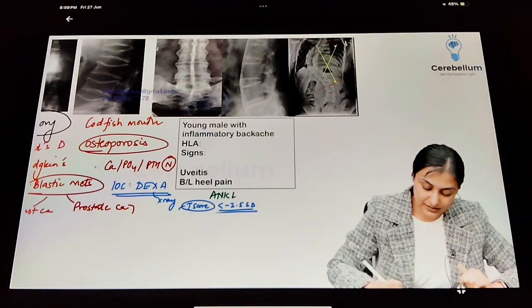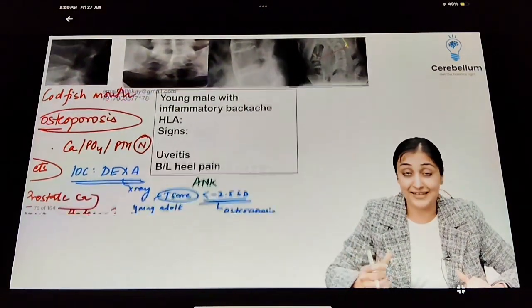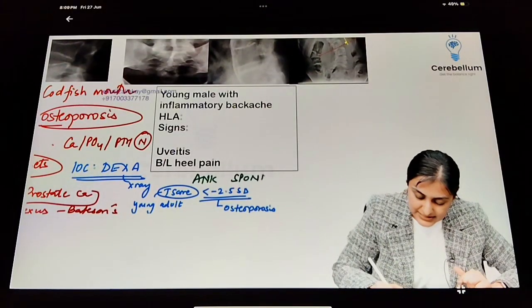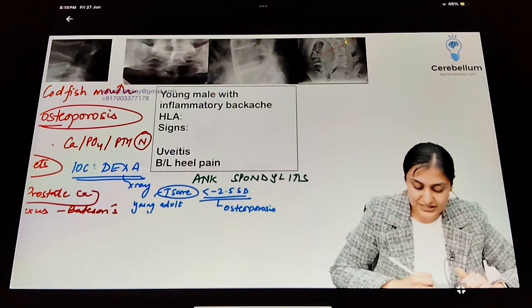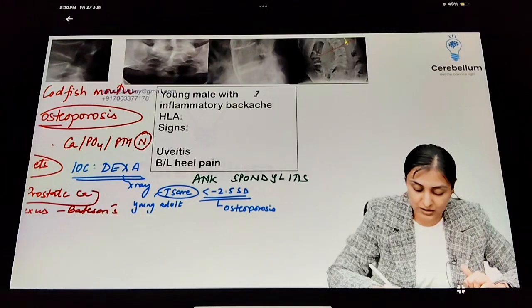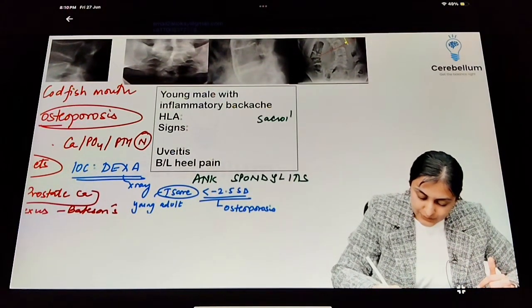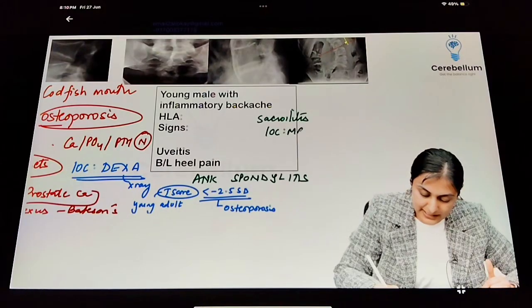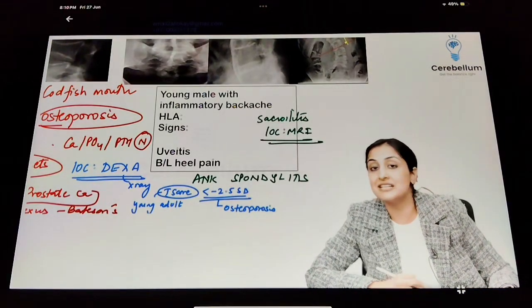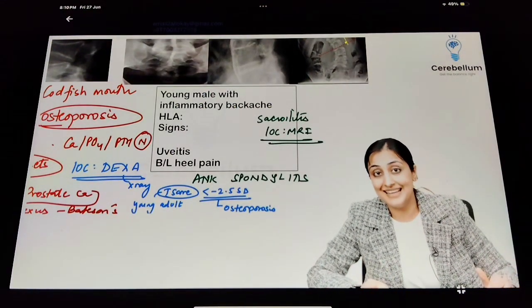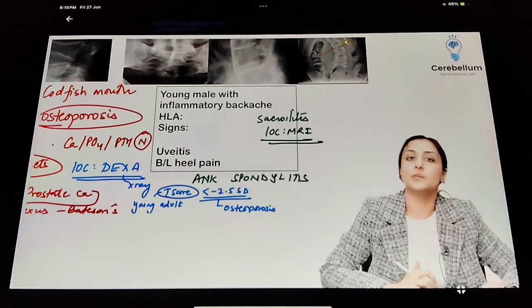So remember, ankylosing, you can just remember AnkSpond. Ankylosis means to fuse. Spondylitis is inflammation. This starts off with sacroiliitis, so the earliest finding is sacroiliitis, which can be picked up on an MRI. So the most sensitive investigation of choice is MRI, and then it involves the spine, where the spine becomes completely fused.